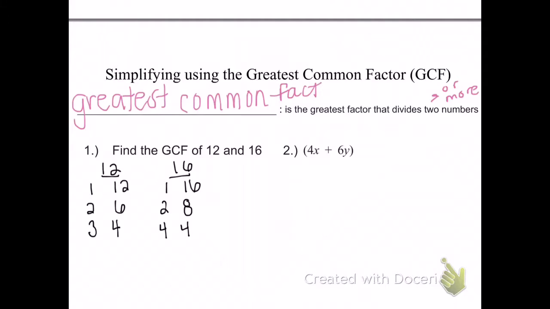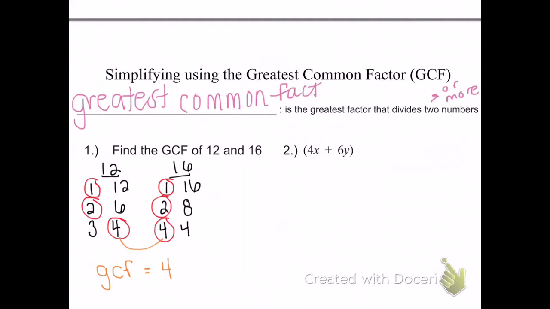So looking at all these factors, we have to see which ones match. Which ones are the same? In 12 and 16, they both have a 1, they both have a 2, and they both have a 4. To find the GCF, you're looking for the largest common factor. So the largest common factor is 4. Our GCF in this problem is 4. Okay, so that's probably the problems you have seen before.